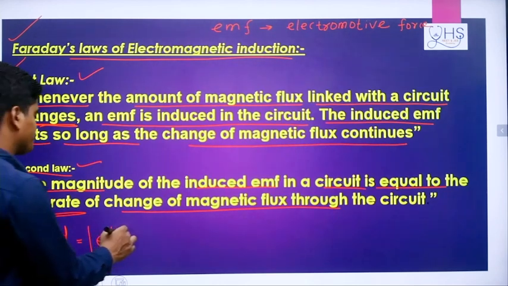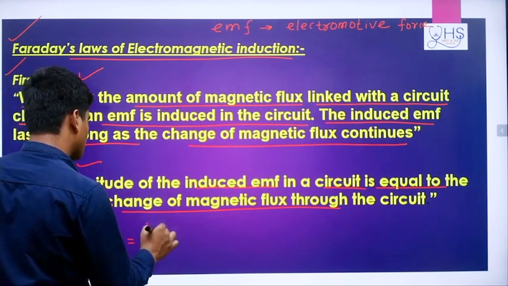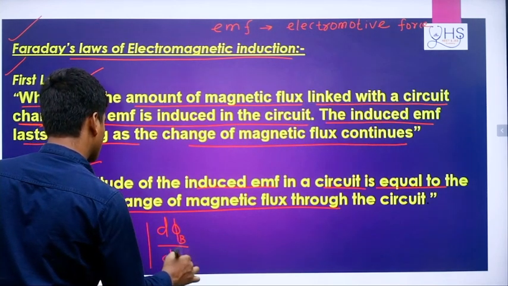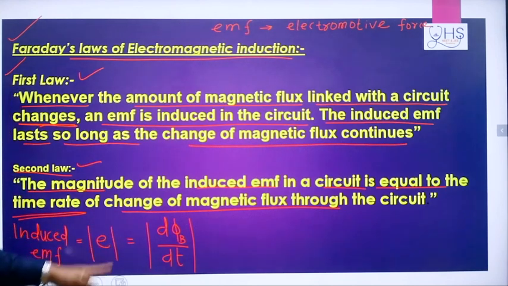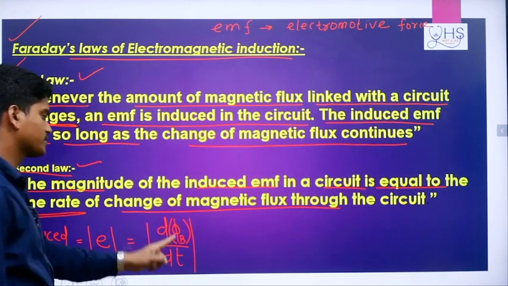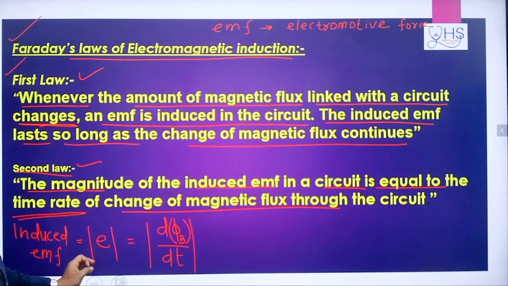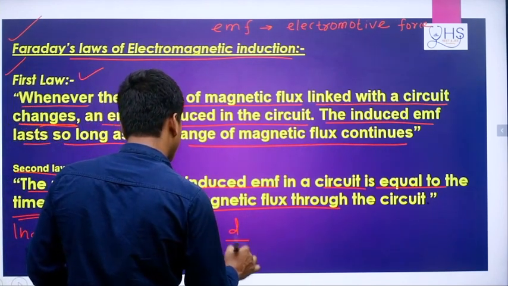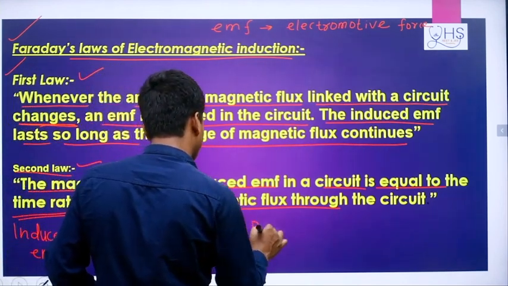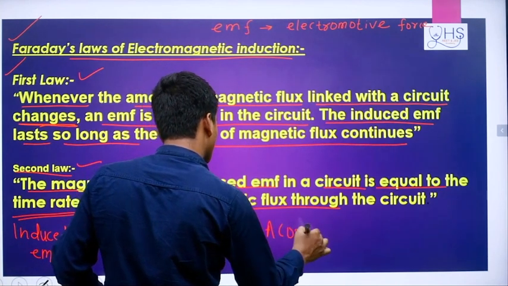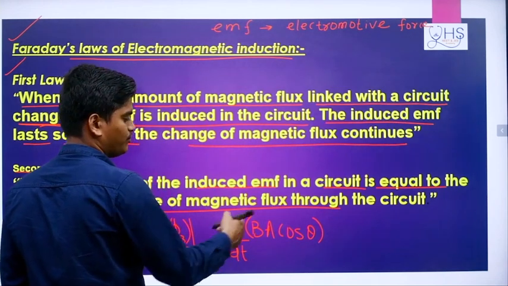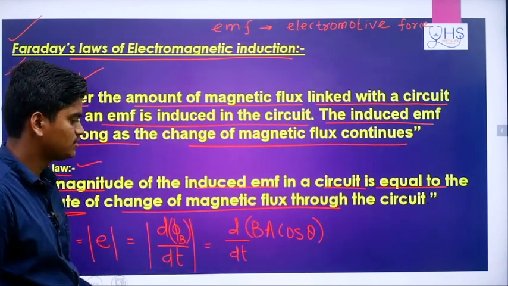So induced EMF is equal to what? Not the change in flux, but the time rate of change in magnetic flux. This is what they are telling. EMF is equal to this. Phi is nothing but your magnetic flux. So the magnitude of induced EMF equals d phi by dt. And we already know the magnetic flux can be written as BA cos theta, so d by dt of BA cos theta. Like this also I can write.